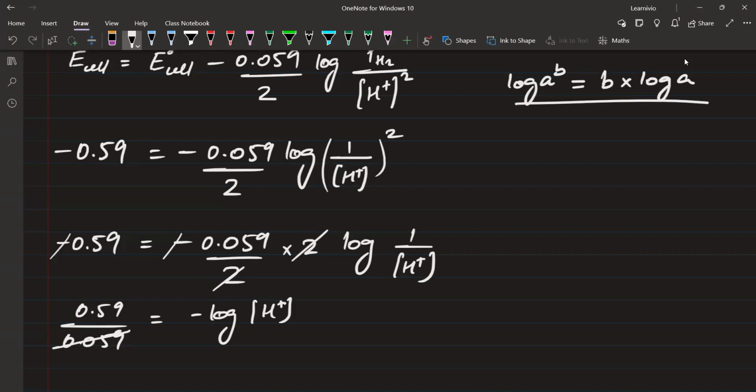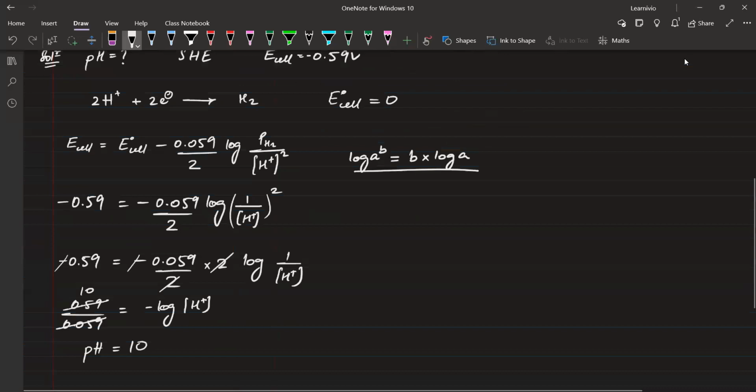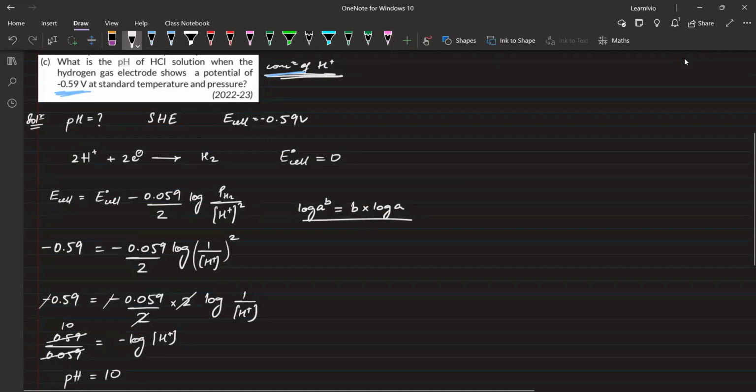And 0.059 को अगर आप 10 से multiply करेंगे, then you will get 0.59. And what is minus log of H plus? It is nothing but the pH. So pH will be equal to 10. Please swap it down. This was from the sample paper 2022-23.